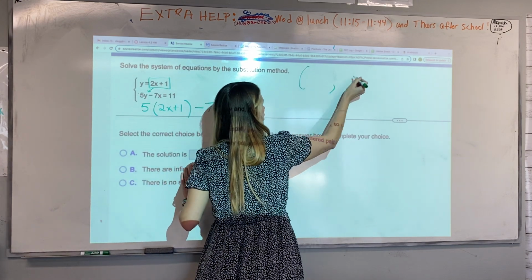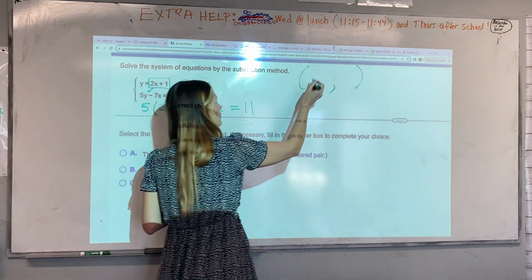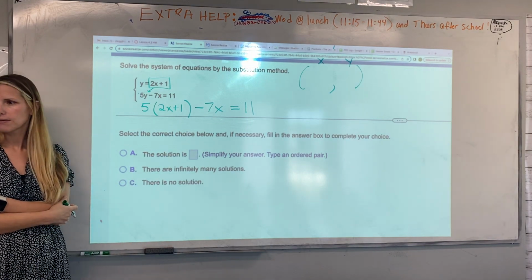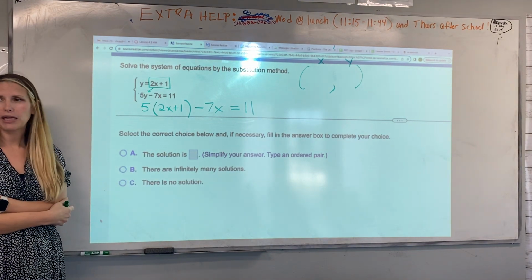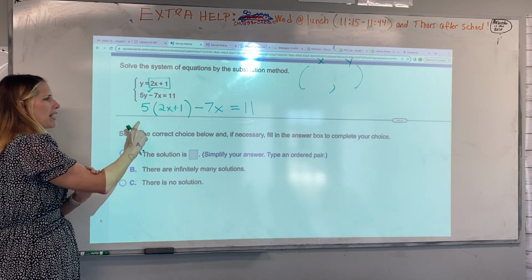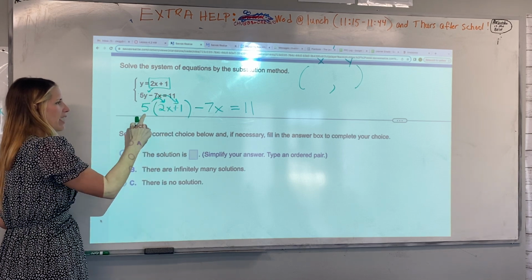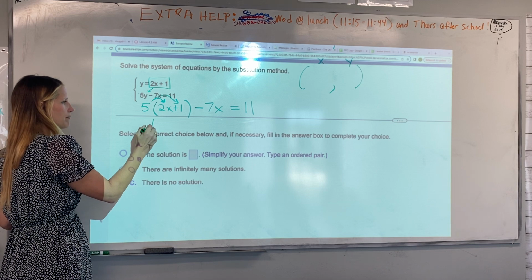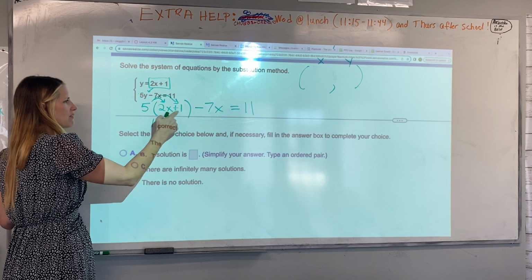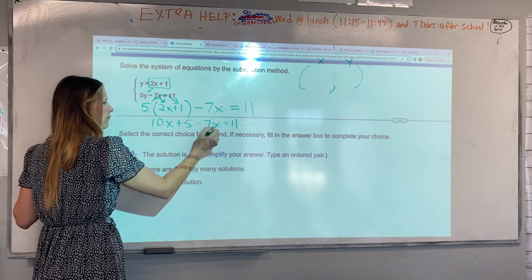Remember that a solution to a system is an ordered pair. So we need an x value and a y value. Which variable are we going to solve for first? X, because that's what we subbed in for y, an expression that includes x. Now we can distribute. We get 5 times 2x is 10x, plus 5 times 1 is 5, minus 7x equals 11.